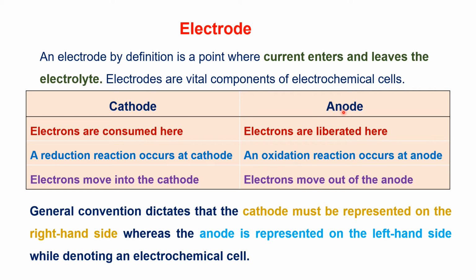While writing an electrochemical cell, the cathode must be represented on the right hand side and the anode on the left hand side. It is the specified position for the cathode and anode while we are writing or drawing an electrochemical cell.